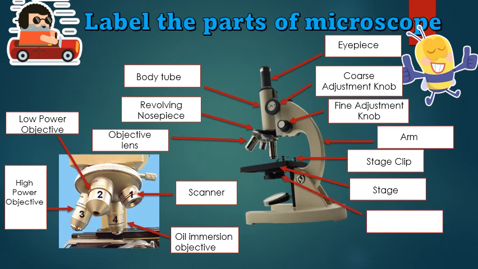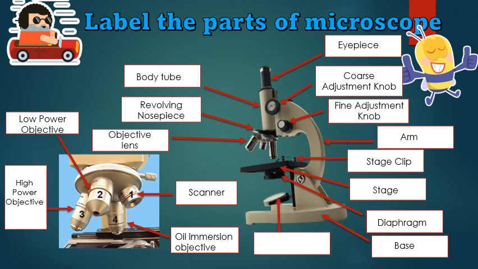What is this one? The one that regulates or controls the amount of light passing to our microscope is called the diaphragm. What is this one? It provides support to our entire microscope. It's called the base. And lastly, we have the one that allows the light to pass through. It's called the mirror.